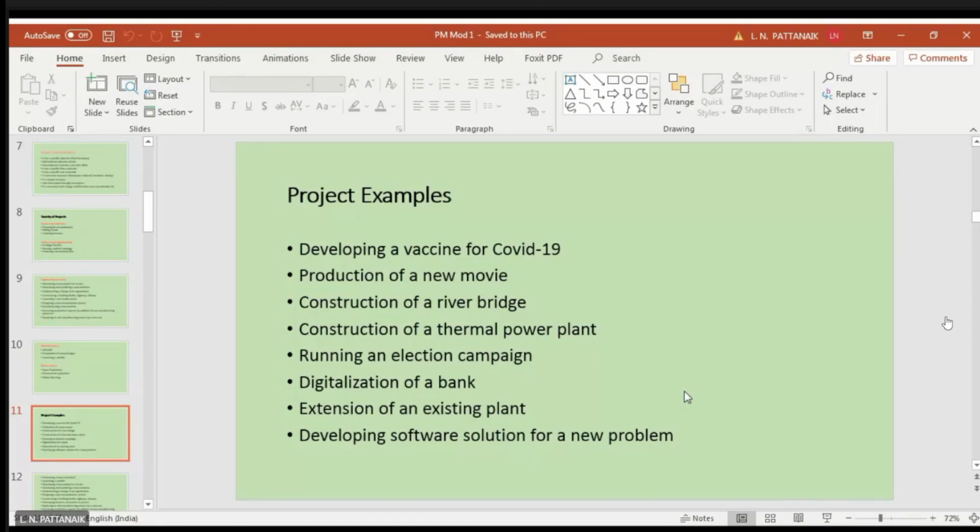Developing a software solution for a new problem, of course, this is also a project. So by now, I hope in your mind you may have some examples of a project.